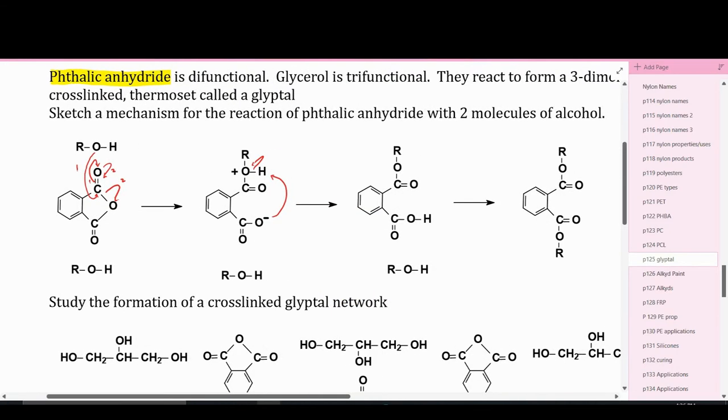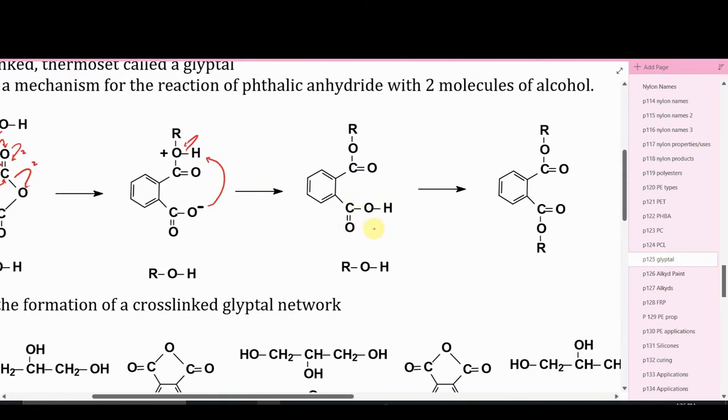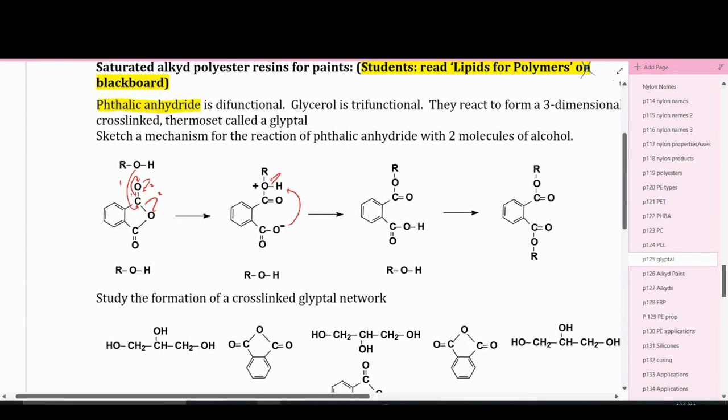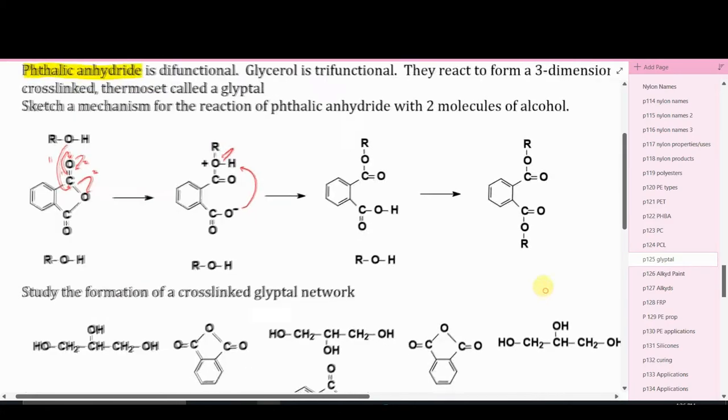It gives us then one ester group on top, leaving us with a carboxylic acid group on the bottom, which we've already seen can react in the presence of acid, in a Fischer esterification of a carboxylic acid and an alcohol, giving us another ester linkage. So there's an anhydride showing that it can be used to make a difunctional ester group.